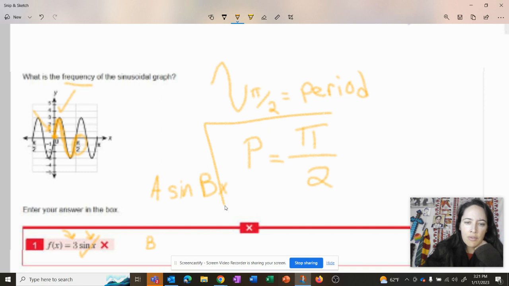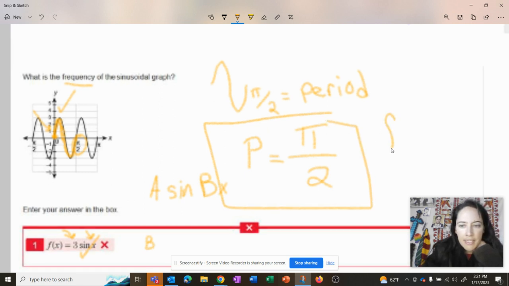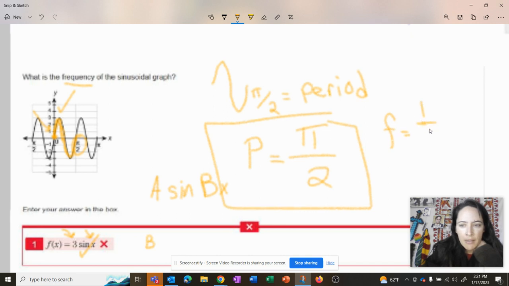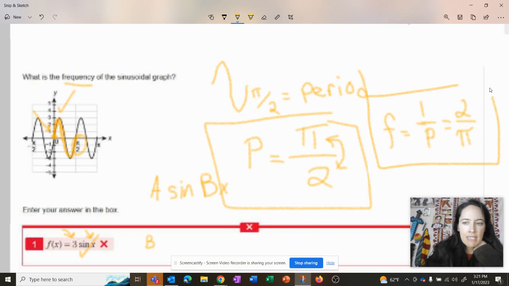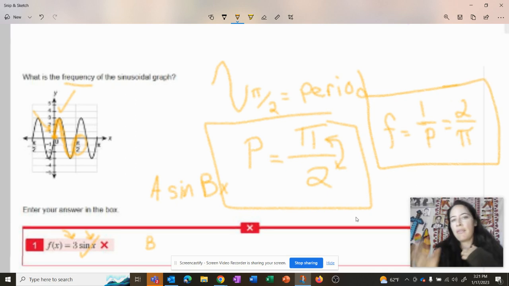So if P equals pi over 2, the frequency will equal 1 over P, which is just fancy notation for the reciprocal. So just flip it, which will be 2 over pi. Does this make sense? That's the relationship between the period and the frequency. They're just reciprocals of each other.